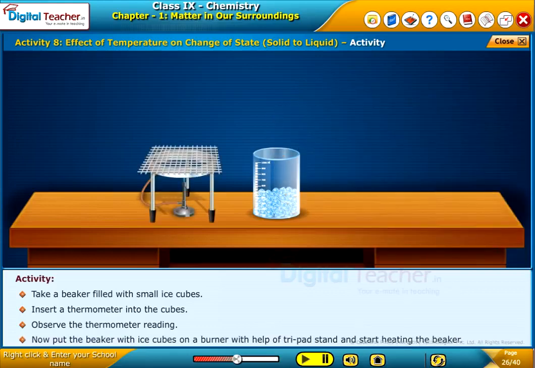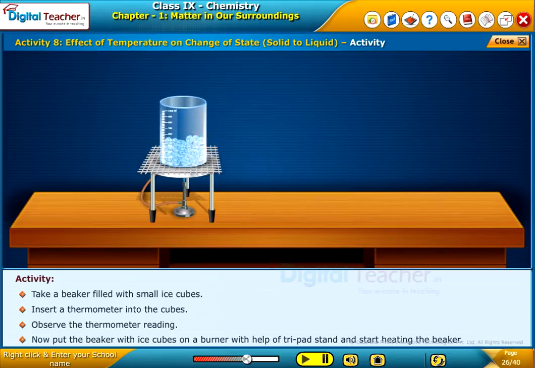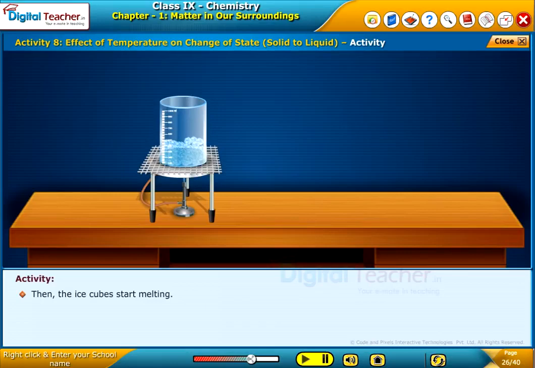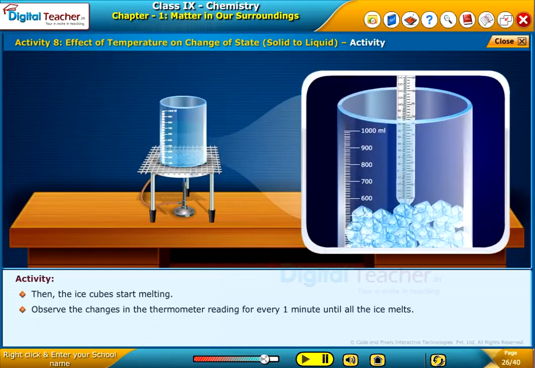Now put the beaker with ice cubes on a burner with the help of a tripod stand and start heating the beaker. Then the ice cubes start melting. Observe the changes in the thermometer reading for every 1 minute until all the ice melts.